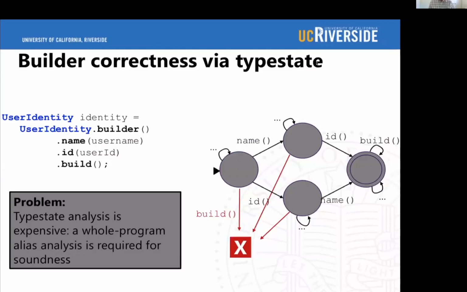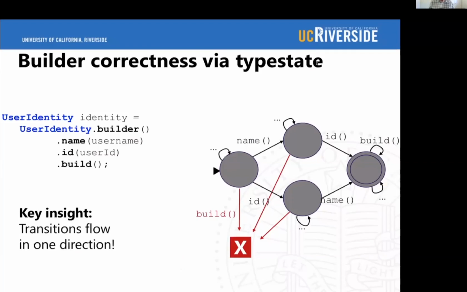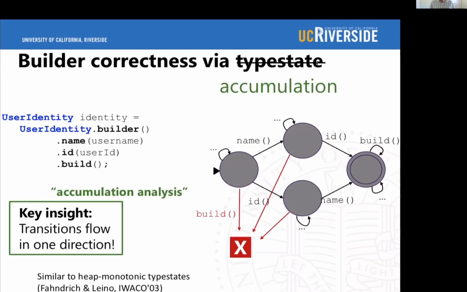But we had an insight about how this typestate automaton looks. And the insight here is that the transitions only flow in one direction. So once you have a builder object that has reached the state where you can call build because you've invoked all the required methods, you never have a transition like this purple transition here, which takes you out of that state and therefore means you can't invoke build anymore. So once you get to the state where you can call build, you stay there. You never transition backwards. So this is a type of typestate property we call an accumulation property. And it turns out that if you're doing an accumulation analysis to check this kind of typestate property, you can do something much simpler.